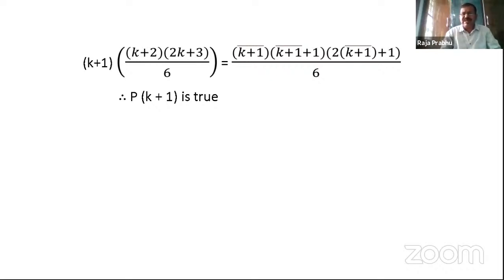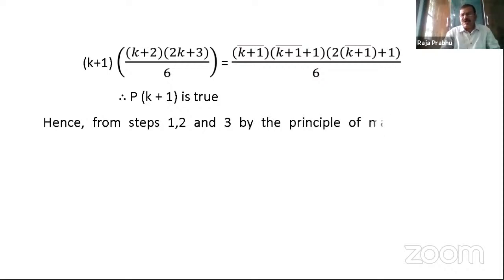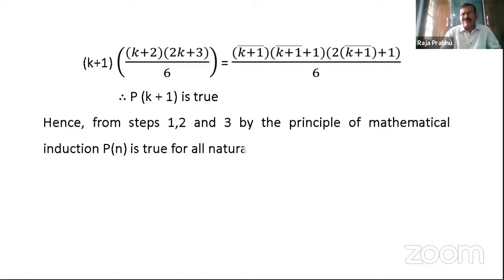That means P of k plus 1 is verified, means the third step is verified now. So according to the principle of mathematical induction, the given statement is verified in all the three cases by substituting n is equal to 1, and in the second step assume that it is true for n is equal to k, and also by substituting the place of n k plus 1, it is verified.